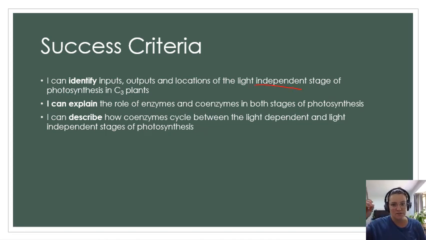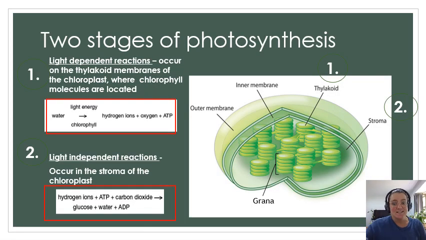So you need the inputs, the outputs, or the reactants and the products, the enzymes and the coenzymes. I've written that twice, I'm going to leave that in there. Basically, you should understand them between both the light-dependent and the light-independent stage and how it cycles between them. So this slide is straight from the last PowerPoint as well.